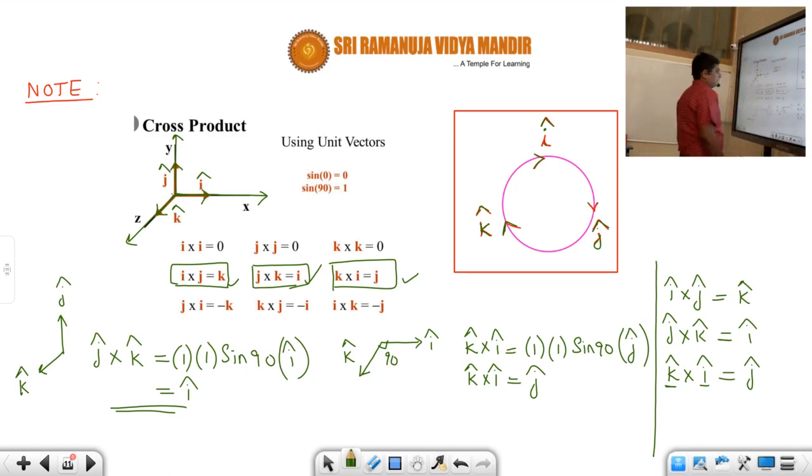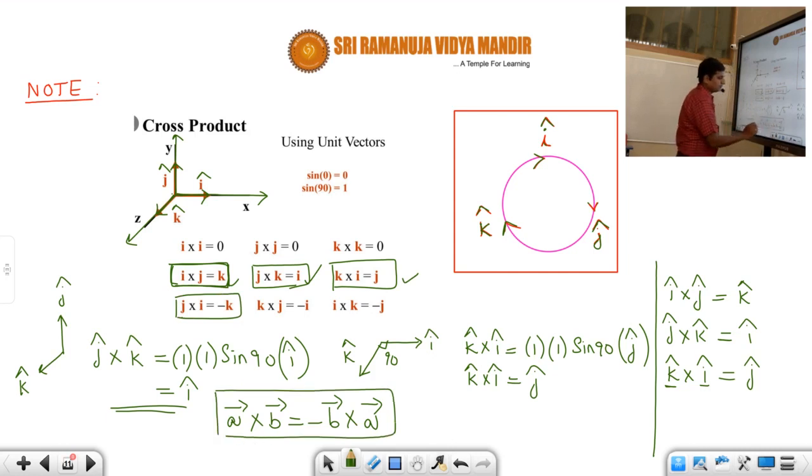And now, we just discussed that a cross b is always equal to minus of b cross a, students. Correct or not? Okay. So just now we got i cross j as how much, students? k. That means the opposite, j cross i, will be how much? Minus k. j cross i will be minus k according to this formula.